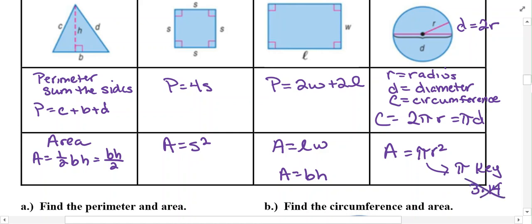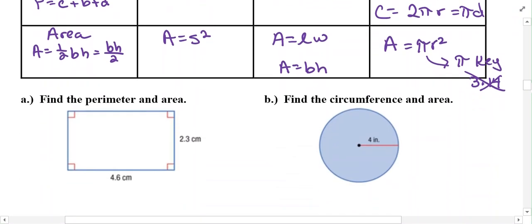Sometimes your answers become really, really close to what we need and we'll round to the same amount. Other times it'll be a little further off than what we want them to be. So your calculators all have a pi key, including your cell phone.